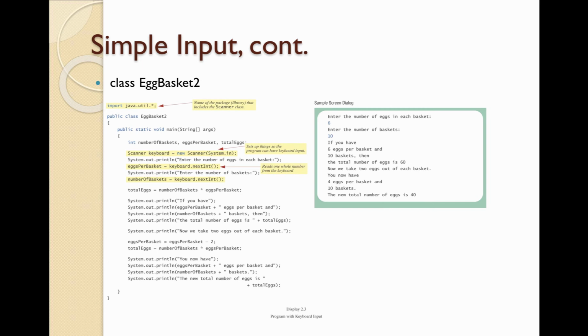Here's an example from your text. Notice that we have our import statement. This allows us to use that Scanner library. We create that object Scanner. We named it keyboard. Remember that you can name this variable anything you want, just like we named all of our other variables, and it follows the same rules. We name it with a lowercase letter.